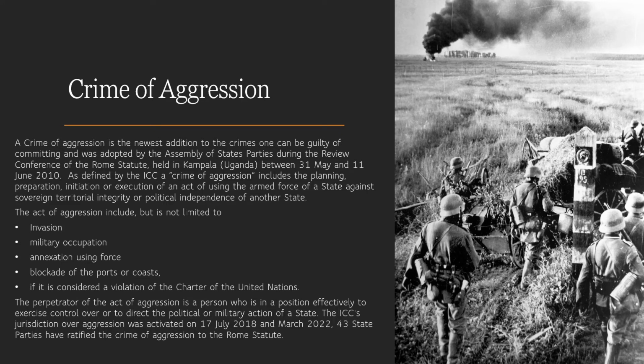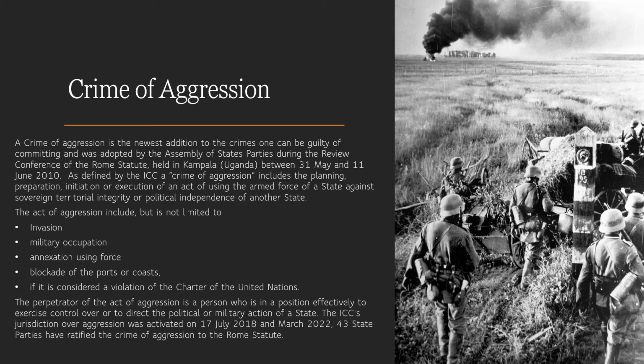The crime of aggression is the newest addition to the crimes that one can be guilty of committing and was adopted by the Assembly of States Parties during the review conference of the Rome Statute held in Uganda between 31 May and 11 June 2010. As defined by the ICC, a crime of aggression includes the planning, perpetration, initiation, or execution of an act of using the armed force of a state against sovereign territorial integrity or political independence of another state.